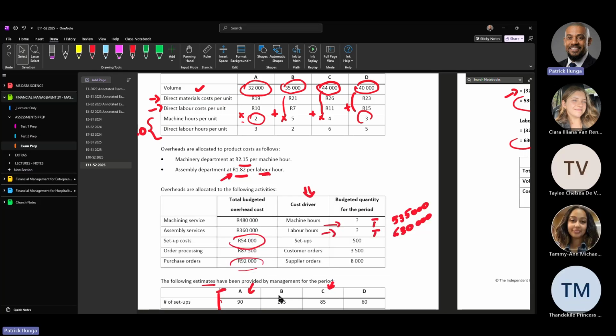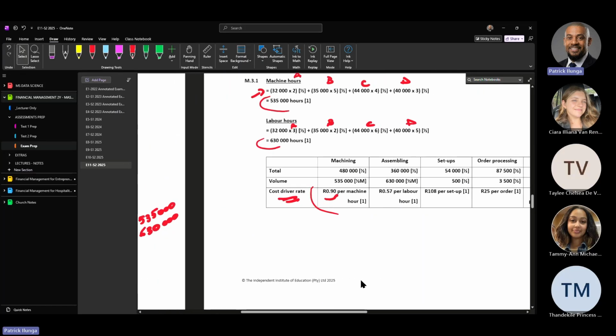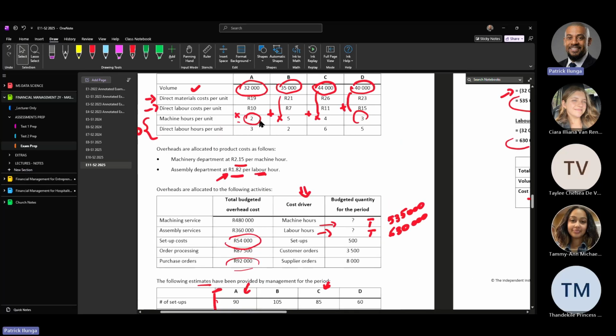Ciara, where is Ciara? She spotted. The machine hours per unit. That's right. Remember when we were calculating the cost driver, we are calculating the cost driver per machine hour. Per machine hour, I repeat again. It is for 1 machine hour. But we know to make 1 product A, they need 2 machine hours. I'm not saying to make all the product A, they need 2 machine hours. No. To make 1 product A, they need 2 machine hours.